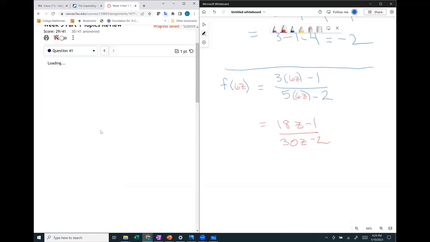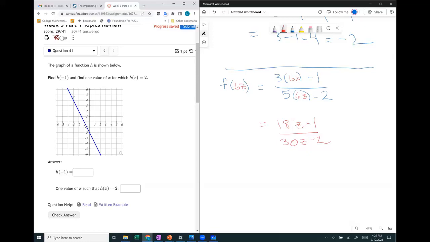And I'll assume that they do this in the other one here. The graph of a function h is shown below. Find h of -1. So now x is -1. I go here, I go to -1. When x is -1, y is 0. Actually, I think I can do this. Yeah. So I'm here. Okay. That means y equals 0.